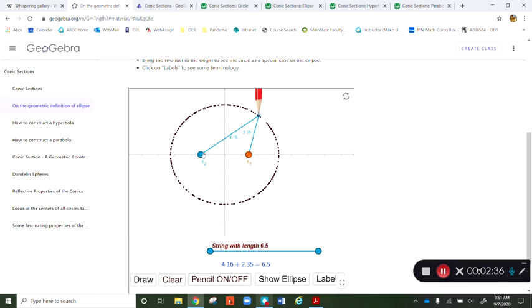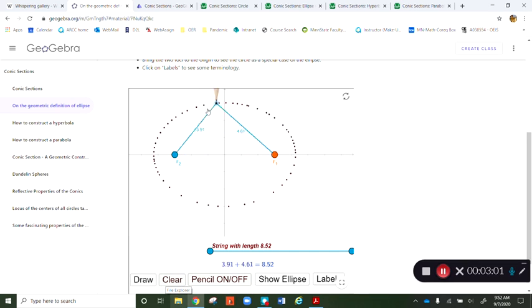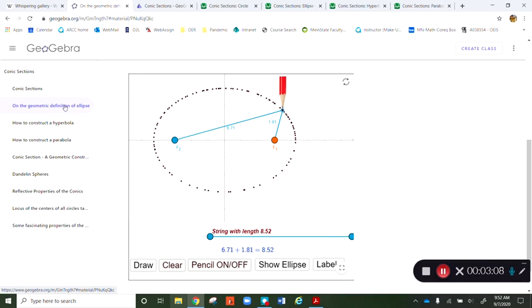What that means is that the distance between the point on the curve and each focus, if you add those two distances together, it'll be equal to a constant. And depending on how far apart the foci are, like if I grab these foci and move them far apart, and also the length of the string, I can change the string's length to be longer or shorter. Those two things will change the shape of the ellipse that's formed. So that's the definition, that's the geometric idea of an ellipse.